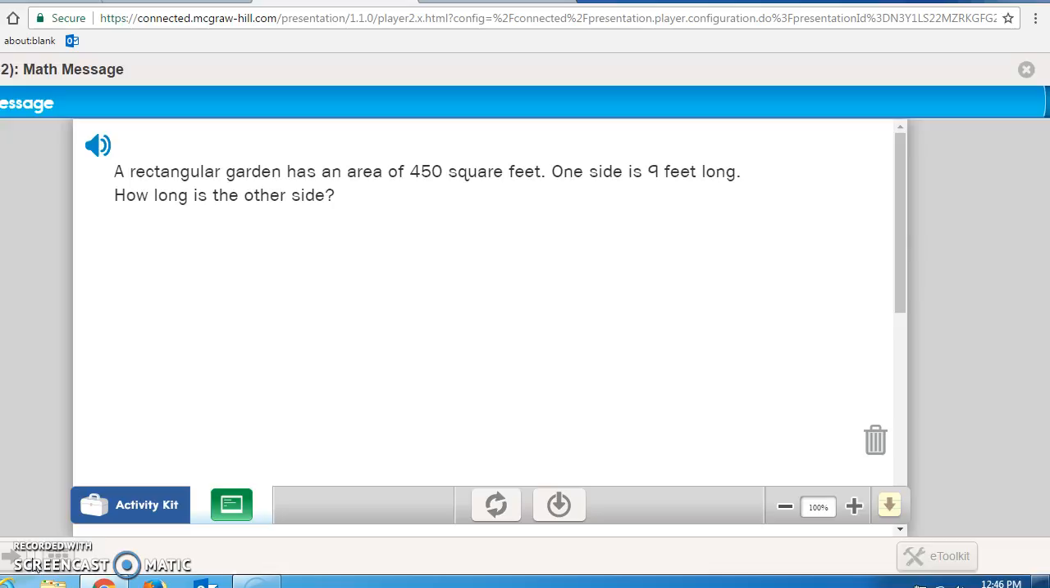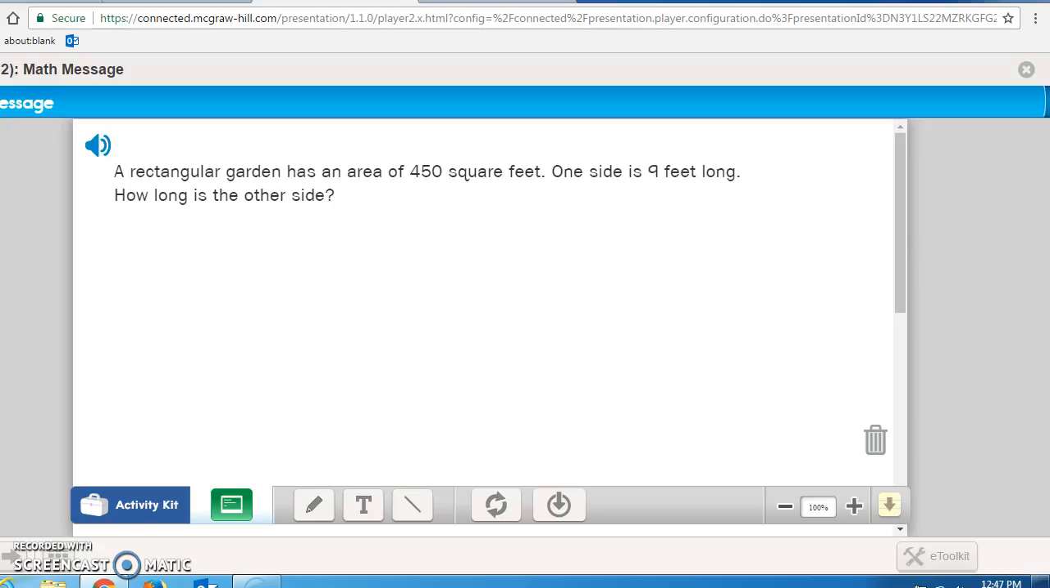So, finding the missing side length. The following, read to yourself as I read it out loud. It says, a rectangular garden has an area of 450 square feet. One side is 9 feet long. How long is the other?